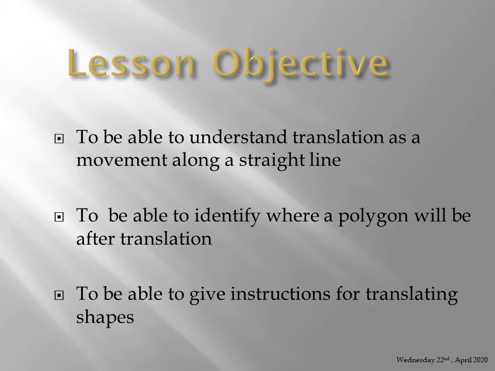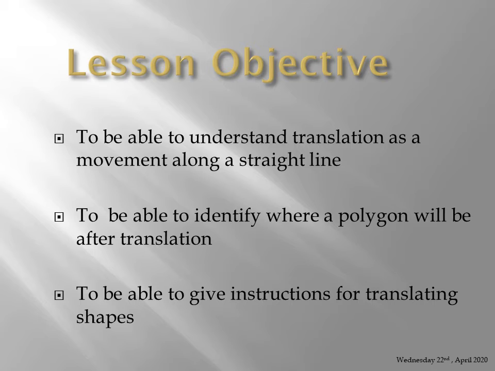That after translation, where would the shape or the image move to? Then also we must be able to give instructions for translating shapes. That means you should be able to make an image or a shape and say, translate this image one step down, or one box down, or one square down.